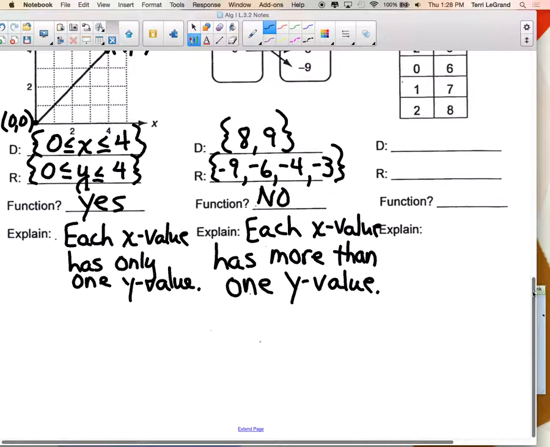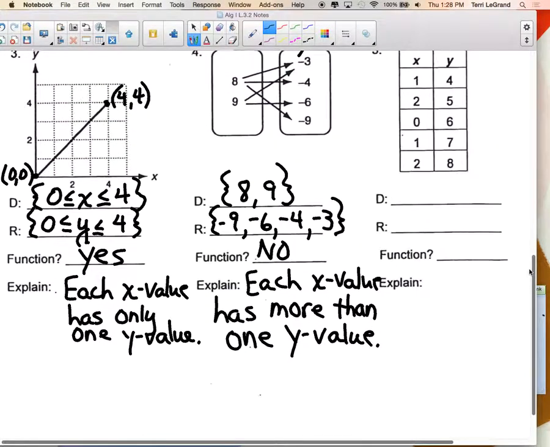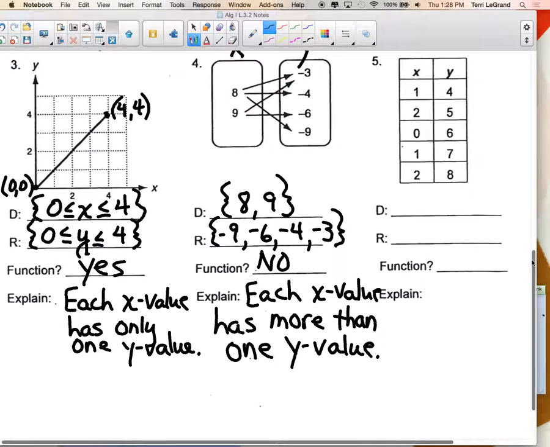8 has how many? 3. 9 has 2. How many ordered pairs are in this relation? 5. There are 3 ordered pairs with x values of 8. There are 2 ordered pairs with x values of 9. So if they ask you to write the ordered pairs, you should be able to do that also.